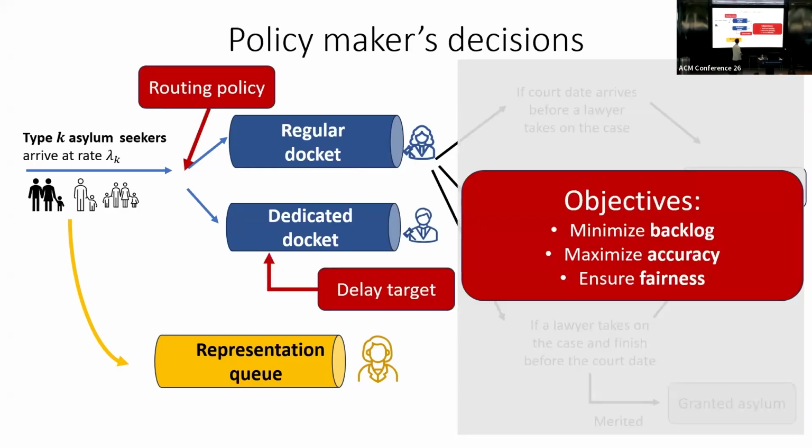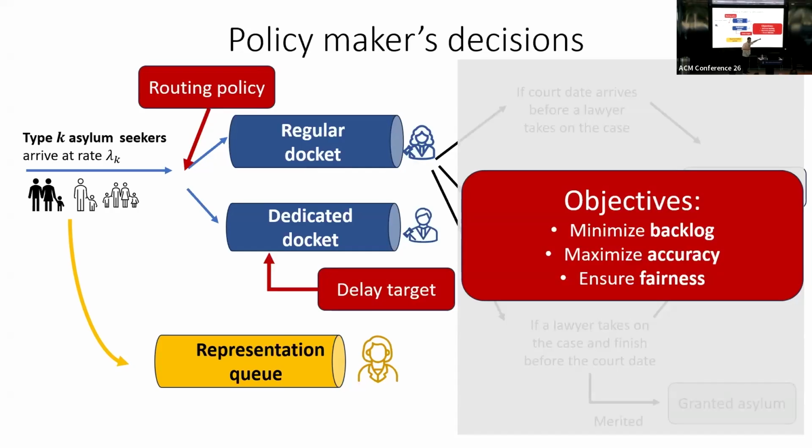And we assume that the policymaker tries to address this kind of inaccuracy. In particular, we assume the policymaker can adjust its routing policy on which case to join, either the regular docket or the dedicated docket, and also set a suitable delay target here in order to achieve the three objectives.